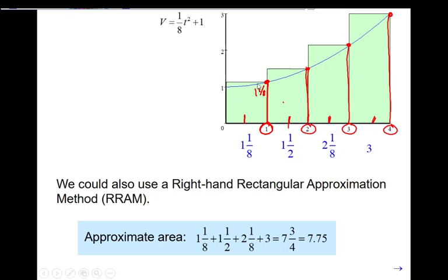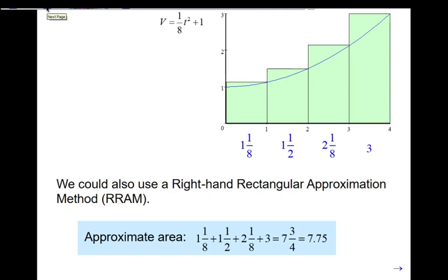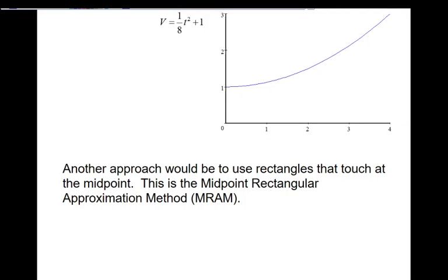So again, this right here, this right here, this right here, this right here, and this right here, that's extra. So we know basically that our actual answer should be less than 7.75, but greater than the 5.75. Okay? So what do you think is coming next? If we had left hand and then it's an under approximation, and we have a right hand, which is an over approximation, there's also another method that we can use called MRAM, which is the midpoint rectangular approximation method.